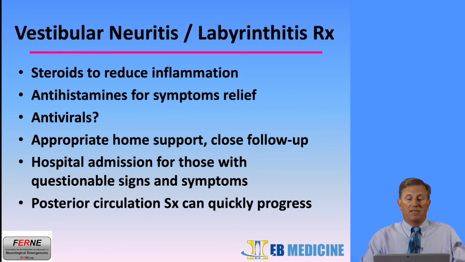So, what's the treatment of vestibular neuritis and/or labyrinthitis? Steroids to reduce inflammation, antihistamines such as meclizine for symptomatic relief. You might consider antivirals since it's most often a viral etiology. You need appropriate home support and close follow-up. You need hospital admission for those with questionable signs and symptoms, in which case you can exclude posterior ischemic circulation problems. And you must note again that posterior circulation symptoms can progress quickly, and so observation for 24 to 48 hours, if there's any doubt, with stroke team consultation is a good idea.